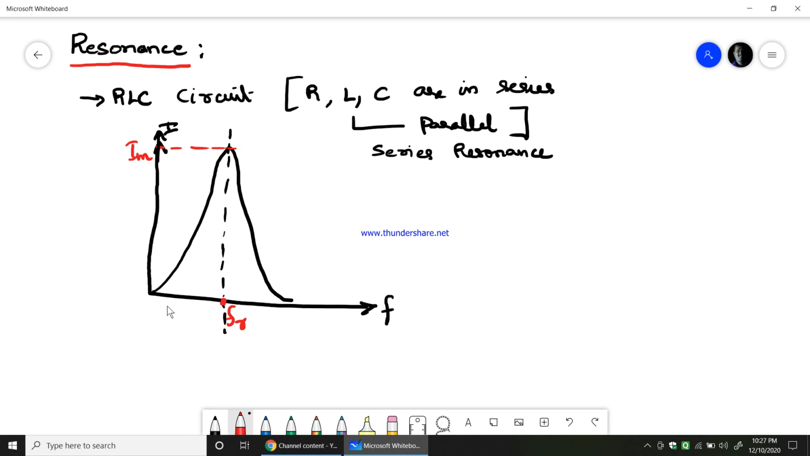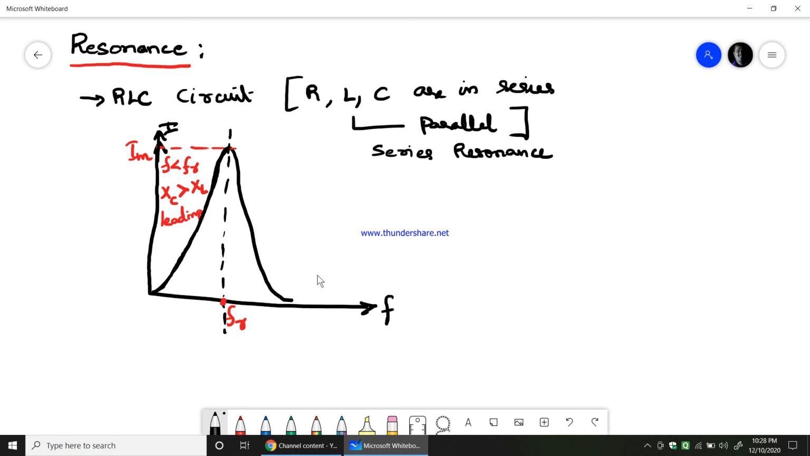Now at frequencies less than Fr, that is, less than the resonant frequency, the reactance of the capacitance will be much greater than the reactance of the inductance. So you see a leading curve, where the current increases when Xc is greater than XL.